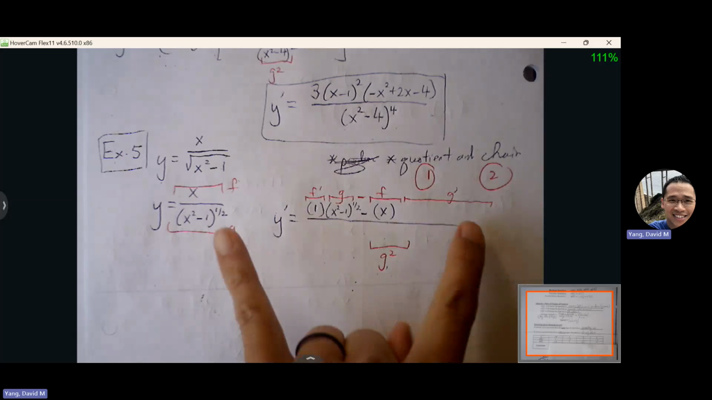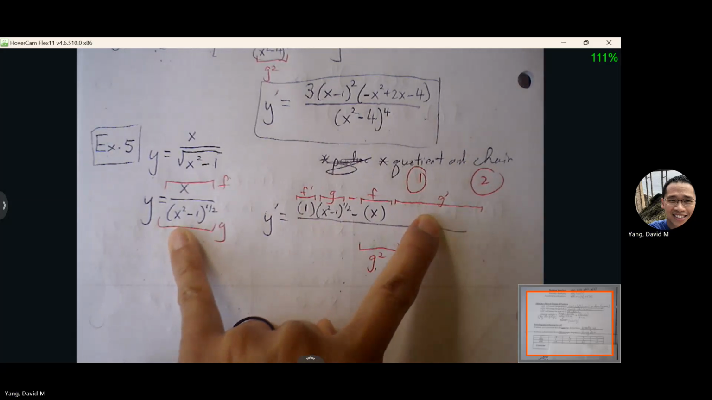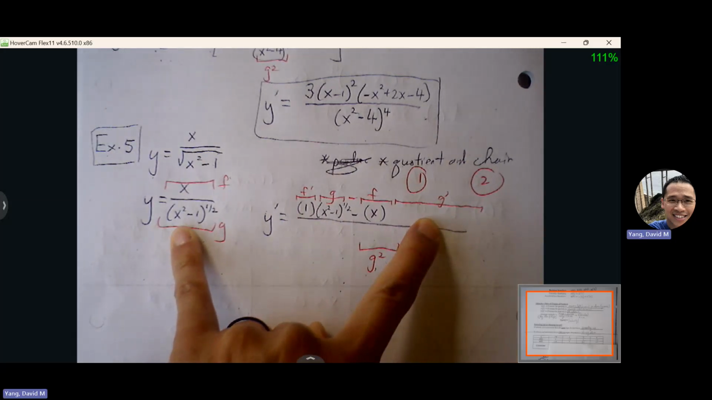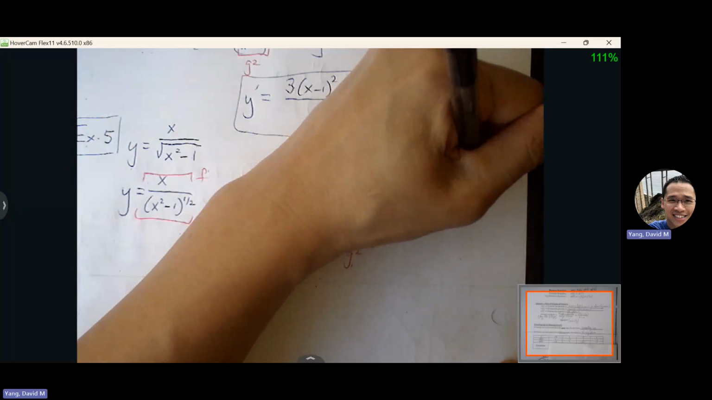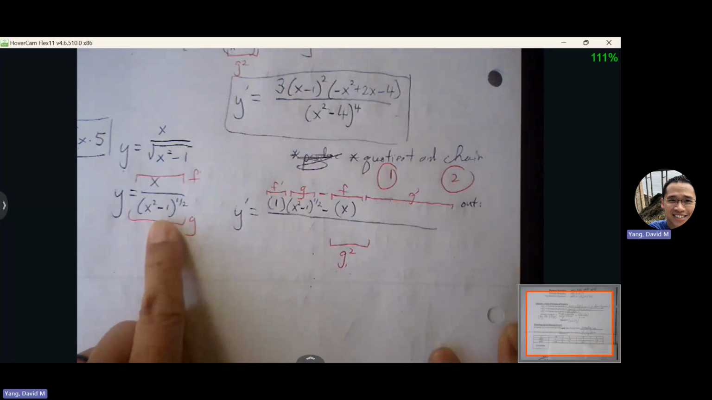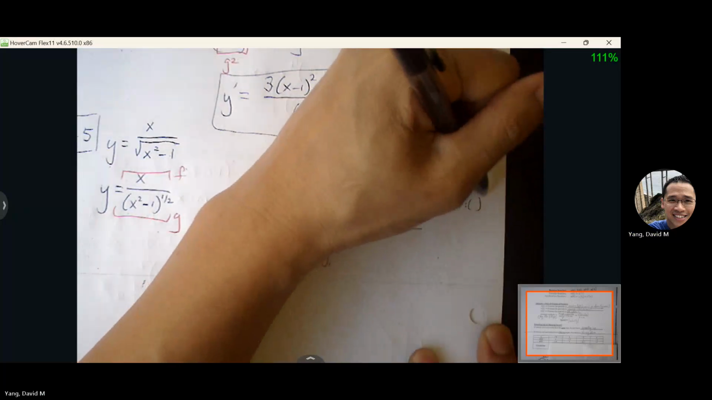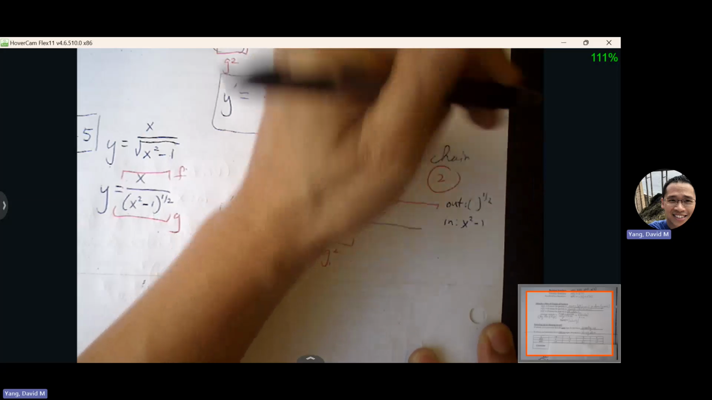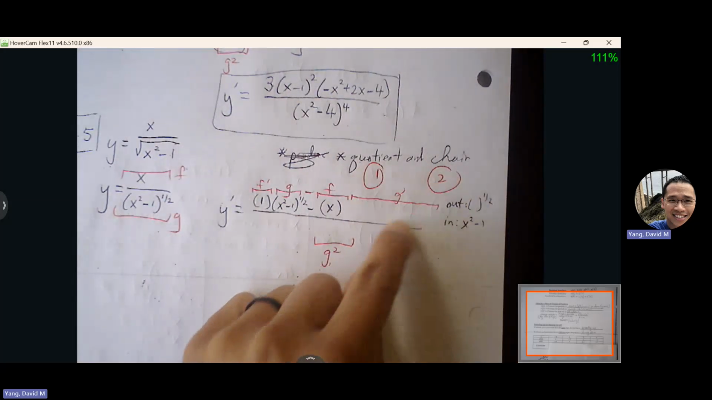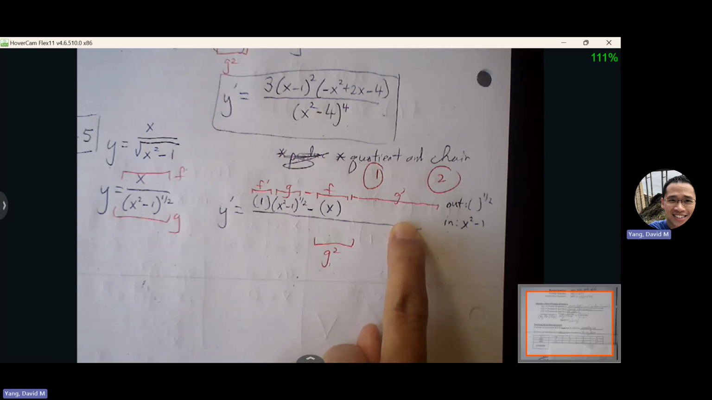Now G prime, we've got to do what? Function within the function here. So we've got to go through what for G prime? Chain rule. Yeah. So within my G function, my outside component is the parentheses to the 1/2, and then my inside component is the x squared minus 1. So it's like a problem within the problem just to get to that G prime there.